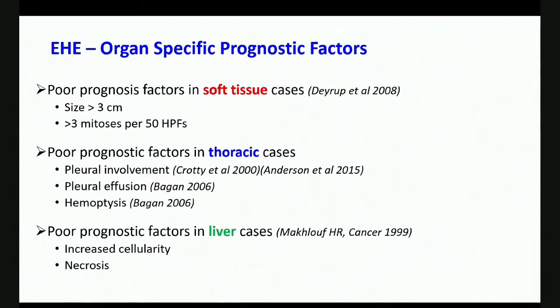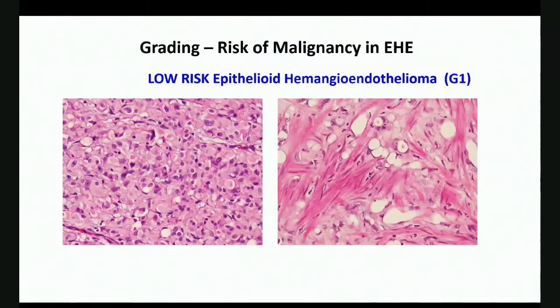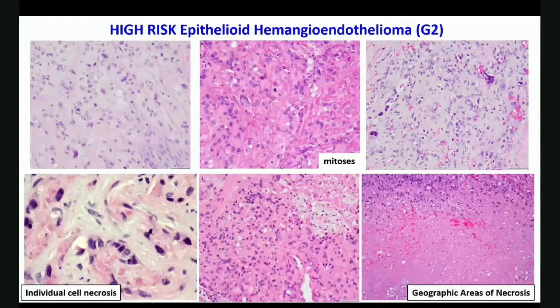Organ-specific prognostic factors include size and mitosis for soft tissue, pleural involvement for lung EHE, necrosis in liver, and so on. However, in most cases, a separation between a low-risk EHE composed of these bland epithelioid cells and a high-risk EHE can be easily discerned. High-risk EHE typically shows significant nuclear pleomorphism, increased mitosis, and necrosis as shown in these images.